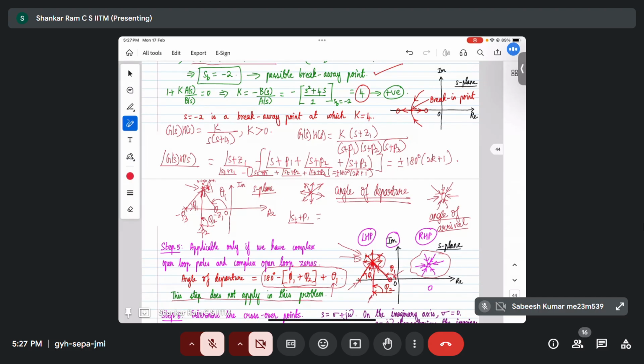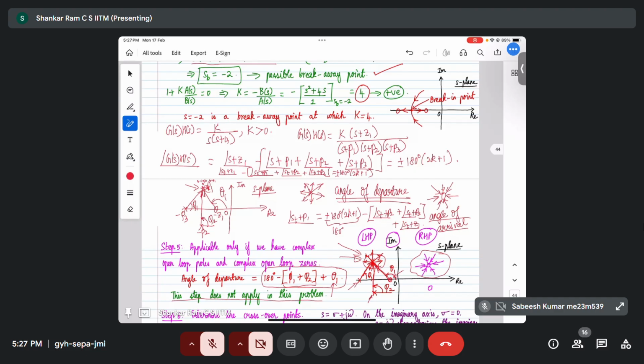We want angle of ST plus P1. If I rearrange the equation, I get plus or minus 180 times 2K plus 1 minus angle of ST plus P2 minus angle of ST plus P3 plus angle of ST plus Z1. I hope till here I'm clear. Now let's interpret. I will just take this as 180 for the sake of calculations. We can take it as plus or minus 180, or 180 times 3 which is 540, and so on. Anyway, things are going to be periodic, so no problem about that.